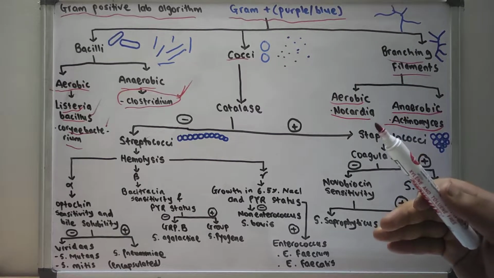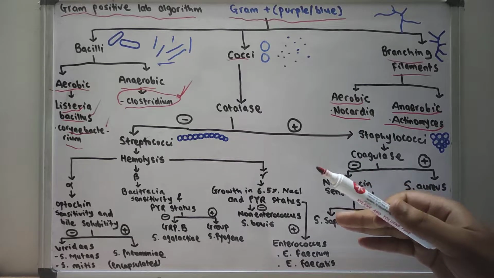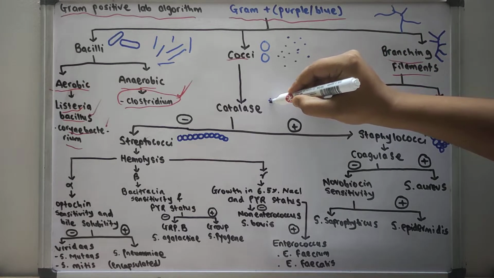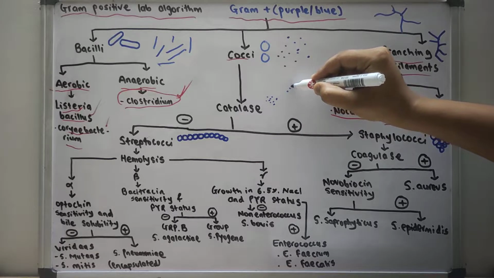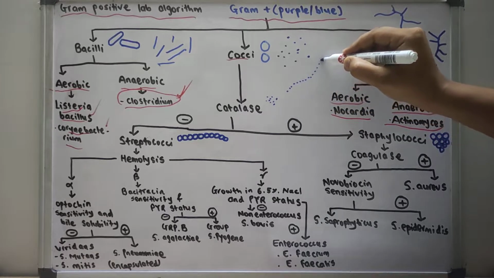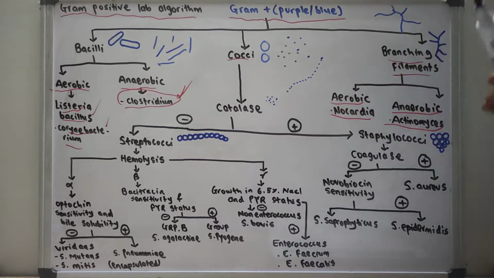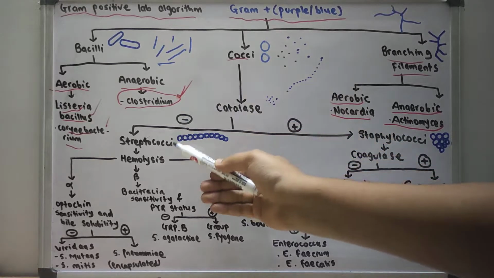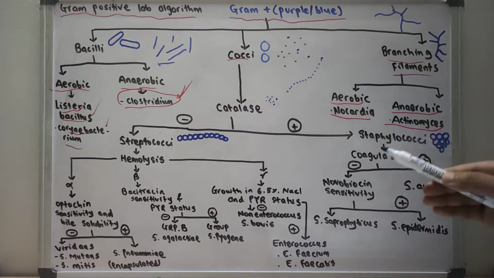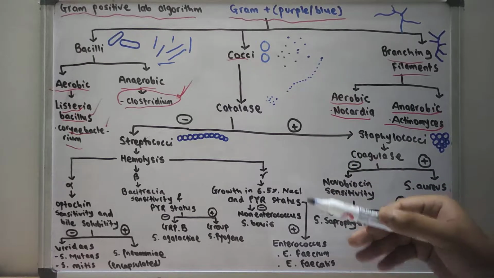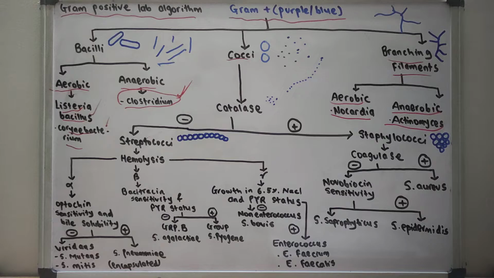So those cocci could be in chains and could be clumped. So two types of presentation of the cocci you can find. They can be the clump like structure like this, or they can be in chains. So the chain structure of the cocci is the Streptococci, and the clump structure, that grape like structure of the cocci, is Staphylococci.